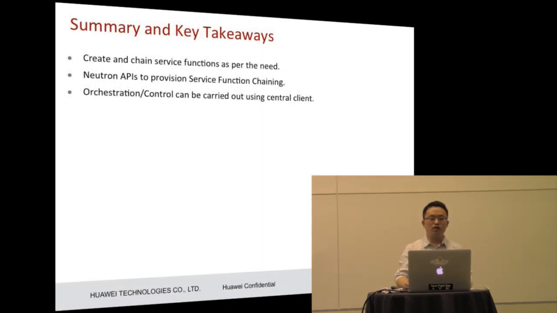Okay, and the key takeaways. Let me summarize this presentation. We can create and change service functions as needed, and we can use Neutron APIs to provision service function chaining, and orchestration and control can be carried out using the central client.